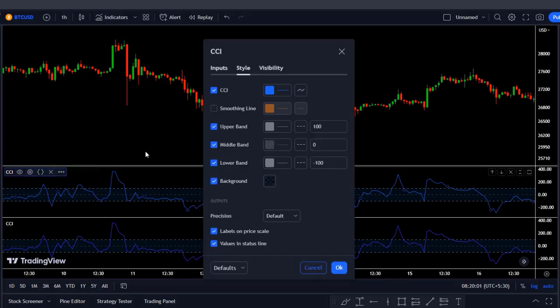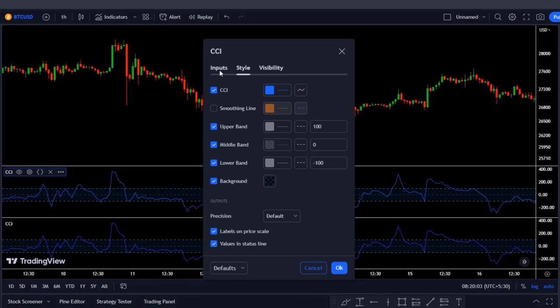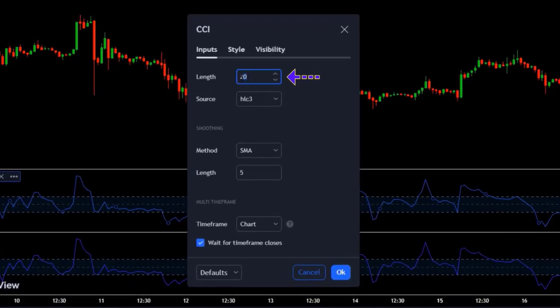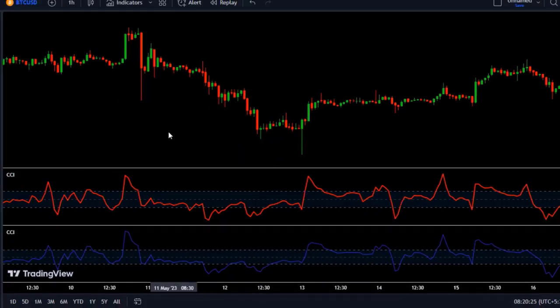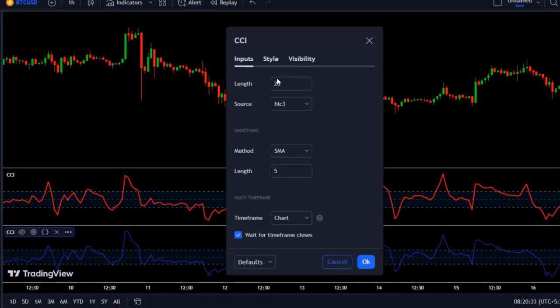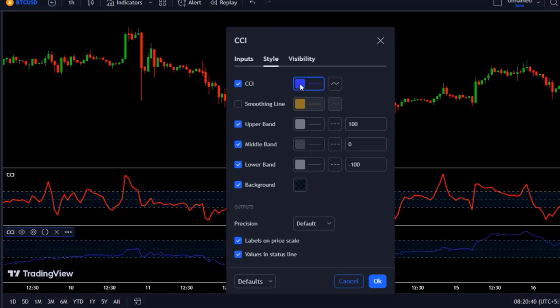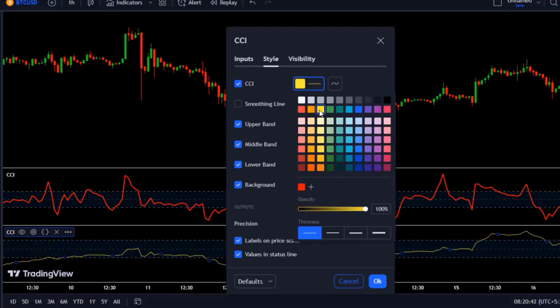For the first CCI indicator, under the Inputs tab, we are going to change the length from 20 to 14. Next, under the Style tab, we are going to change the CCI color to red and the line thickness to the second option. OK. For the second CCI indicator, under the Inputs tab, we are going to change the length from 20 to 100 and also adjust the style. Under the Style tab we are going to select yellow and again change it to the second line thickness.